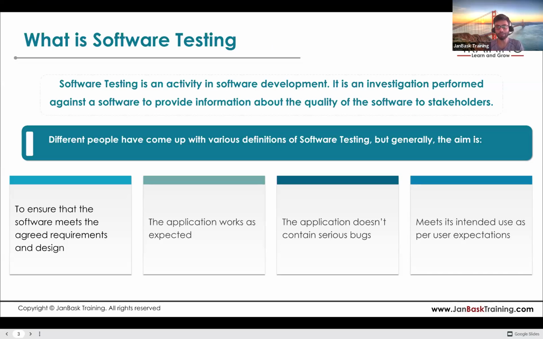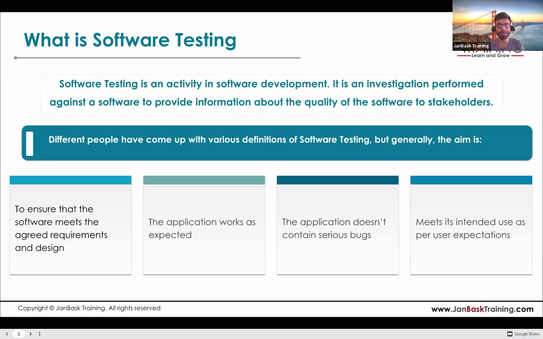And after testing those things, you will be able to tell that, okay, the application is working as expected. All the features of the application are working as expected. So that's why software testing is also required. Now, the third point is that the application doesn't contain serious bugs. So when we work with any software, we need to make sure that the application doesn't contain serious bugs.